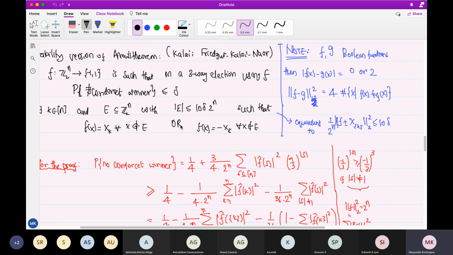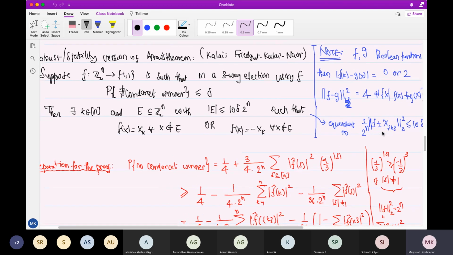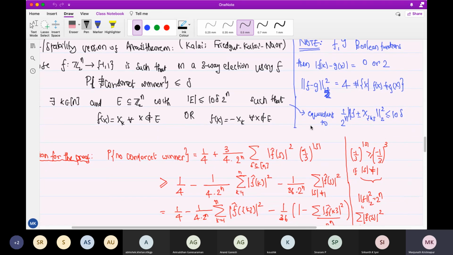And I argued the point that since these are Boolean functions, this is not different from, or any stronger than, saying that the L2 norm squared, that is 1 over 2 to the n times this norm squared, is bounded by 10 delta. So 1 over 2 to the n times f minus chi k or f plus chi k, one of those two, has squared L2 norm bounded by 10 delta. Okay, that is the way we will prove it.